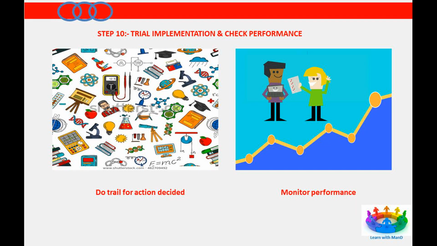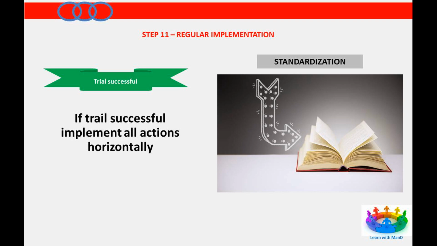10th step is trial implementation and performance check. In this step, we make a trial on a single unit of the actions we have decided against each root cause. So we do a trial implementation and check the performance of those trials, whether those trials are successful or not. In 11th step of regular implementation, if all our trials are successful, we will implement them at all the remaining stations, remaining units for a regular implementation.